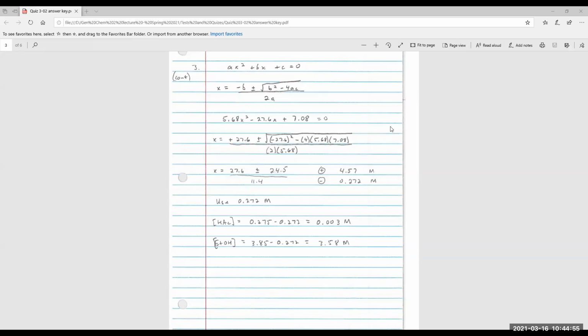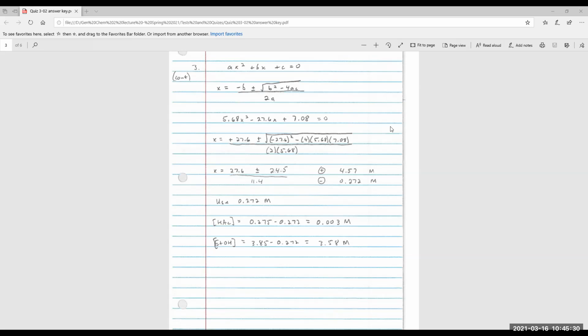And so what you have to do here is make a decision on which of these makes sense and which doesn't. Usually with the quadratic, one of them doesn't make any sense and the other one does. If we go back and think of what our initial concentrations were, there were 0.275 for the acetic acid and 3.85 for the ethanol. We see that the 4.571 value is bigger than either of those numbers, so that's not realistic. That tells us that we want to use the 0.272 value.